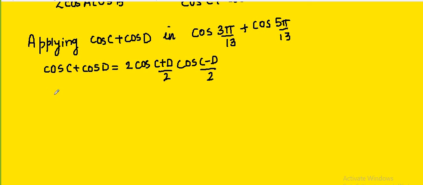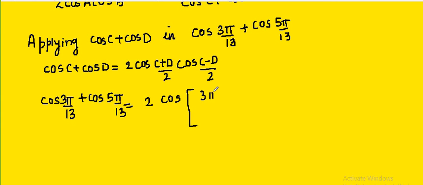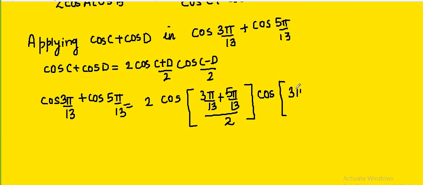So applying this formula, we have cos 3 pi by 13 plus cos 5 pi by 13. It will be 2 cos (3 pi by 13 plus 5 pi by 13) whole divided by 2, and cos (3 pi by 13 minus 5 pi by 13) whole divided by 2.